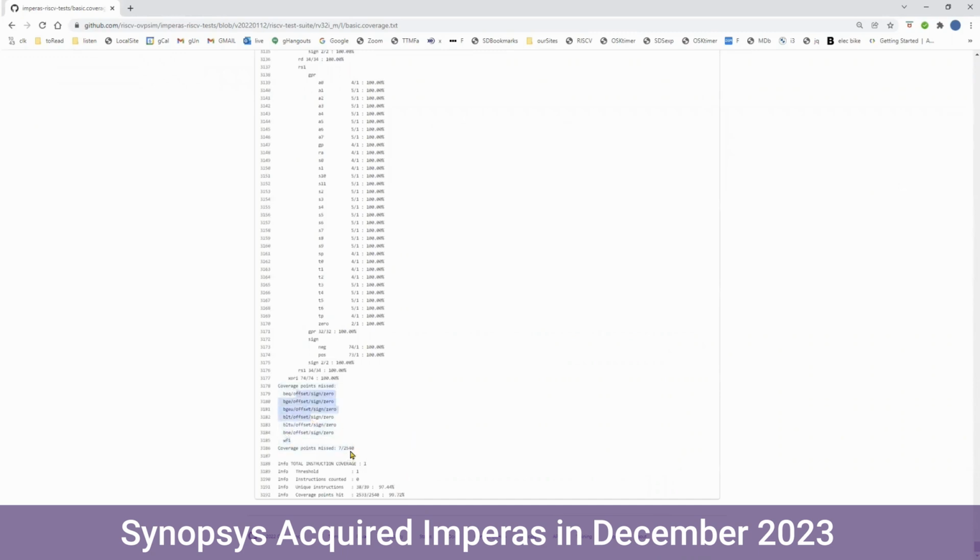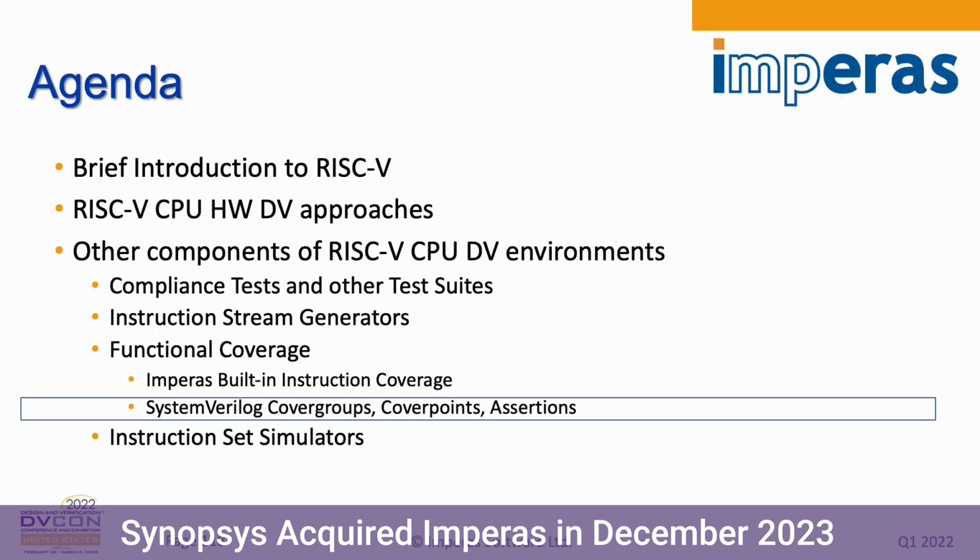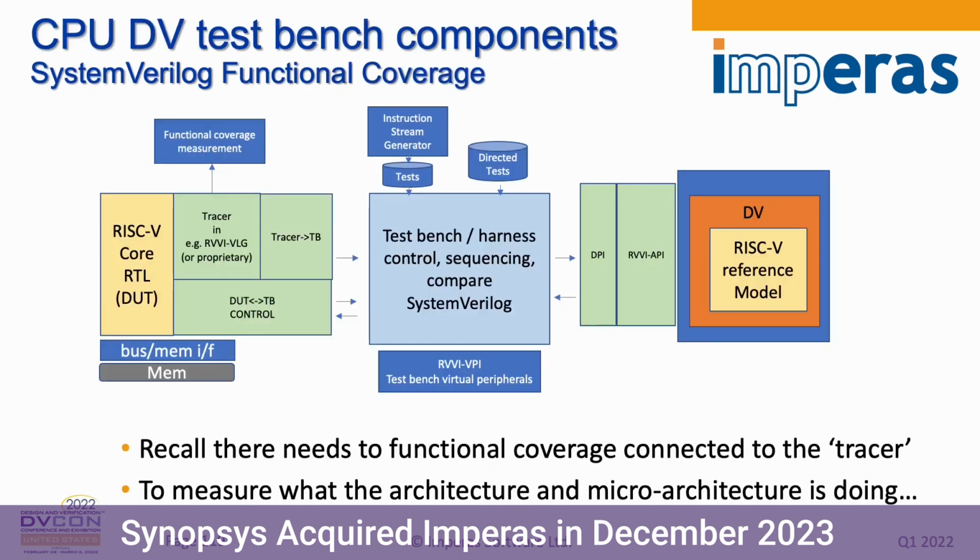Obviously for the 32-bit IDs, there's only one instruction we didn't hit and a few of the actual cover points were missed. So it's quite easy to use, easy to set up, and it's built into the Imperas simulator products. Having looked at the Imperas built-in coverage, now we're going to look at the SystemVerilog coverage.